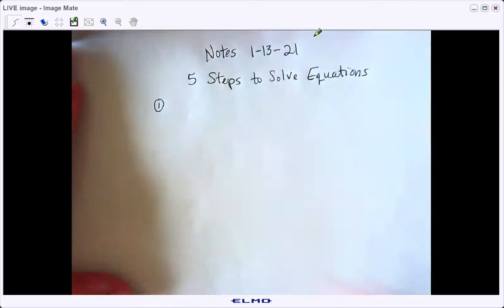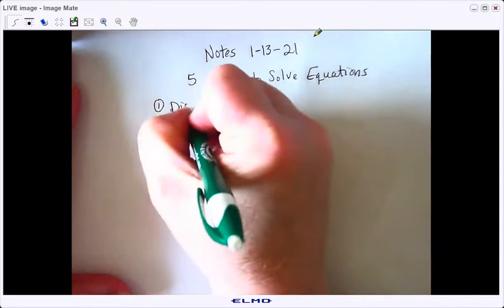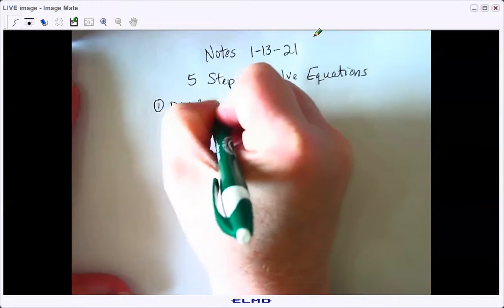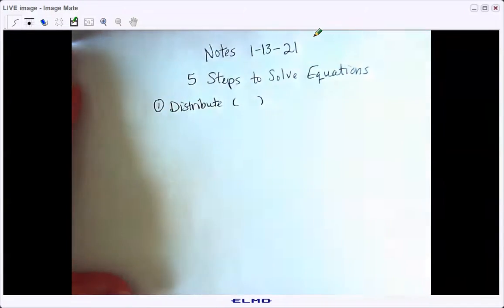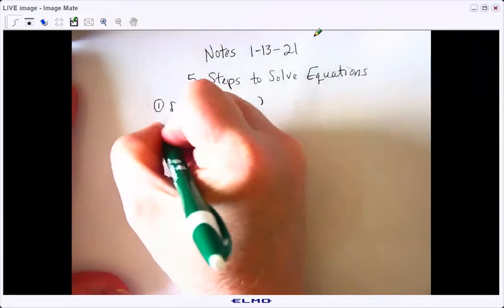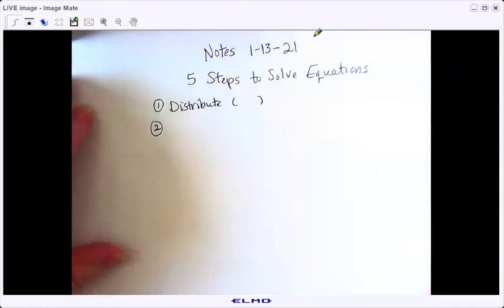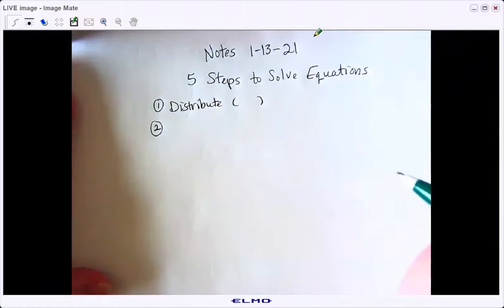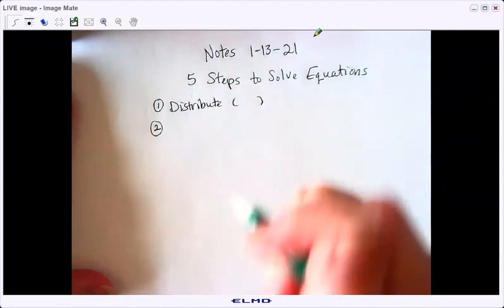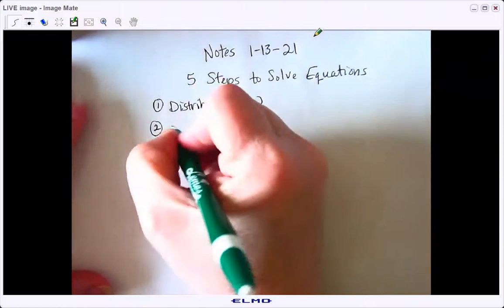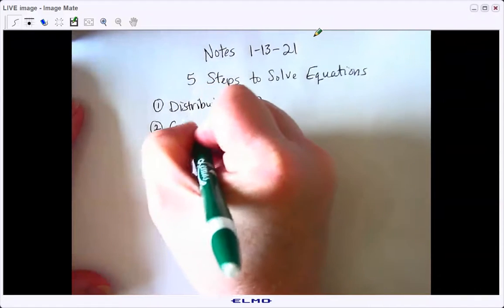So step 1, we're going to distribute the parentheses. Now, sometimes an equation won't have parentheses, and we would just jump to step 2 and go from there. If you use this like a guide or a roadmap, it just makes things very simple, or more simple anyway. Step 2, combine like terms.